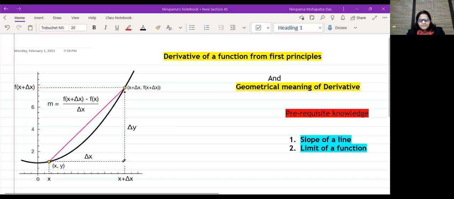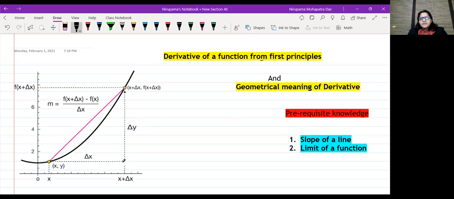So let me begin the class. As I said, we need to start derivative of a function from first principle, which means we are going to start with the definition. Derivative of a function from first principle basically means derivative by using the definition. And also we are going to cover the geometrical meaning of derivative.